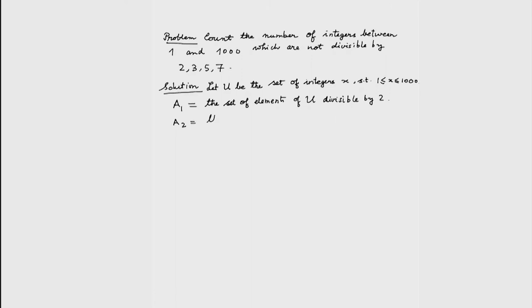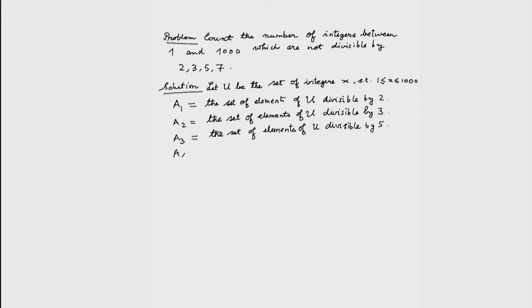A2, the set of elements of U divisible by 3. A3, the set of elements of U divisible by 5. A4, the set of elements of U divisible by 7.